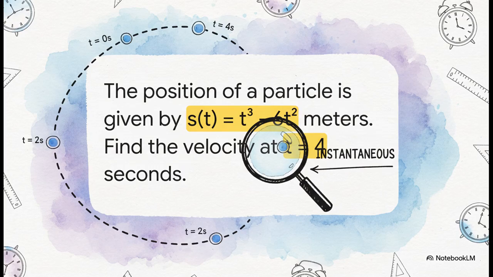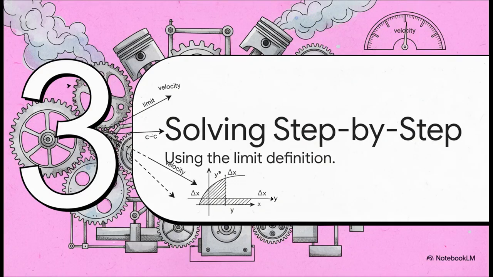Our job, our mission, is to find its velocity. Not its average velocity, but its instantaneous velocity, right at the 4-second mark. Now, I know what you're thinking. There are shortcuts for this, and you're right. But to really see where velocity comes from, we're going to build this thing from the ground up, using the formal limit definition of the derivative. This is like looking under the hood of calculus.